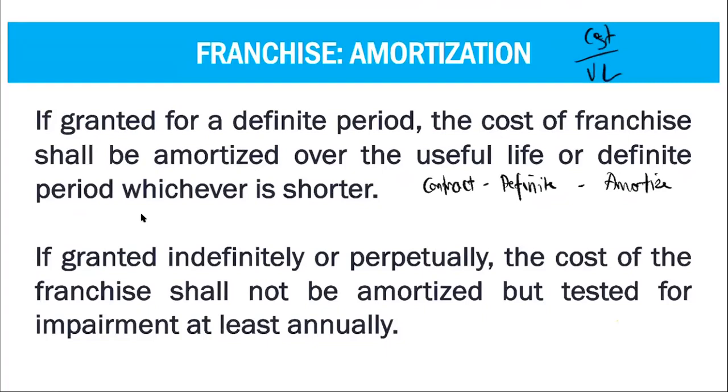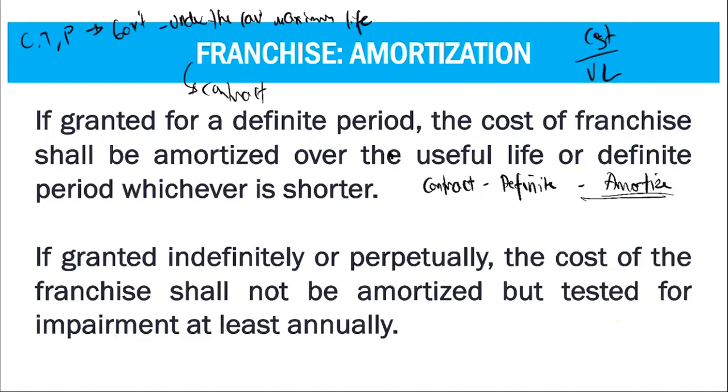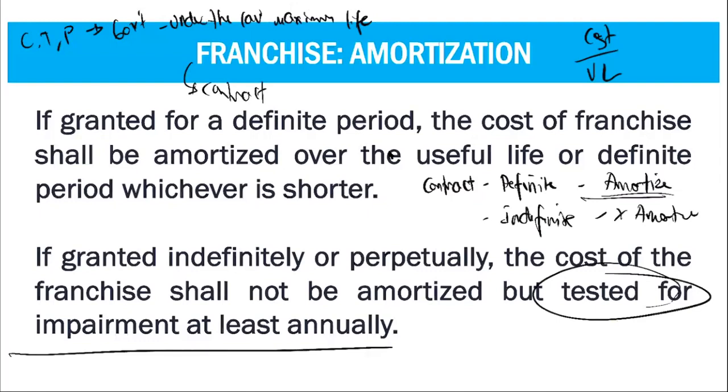Sir, don't we have a legal life? No, because unlike your copyrights, trademarks, and patent, these three come from the government. And the government, under our law, sets a maximum life of a particular intangible asset. But this franchise, take note, is based on a contract. So on your contract, if it is definite, you will amortize. But if the contract is indefinite, no amortization, but always tested for impairment.